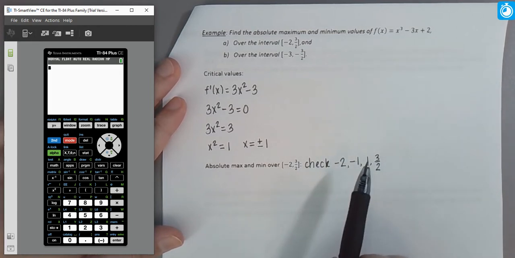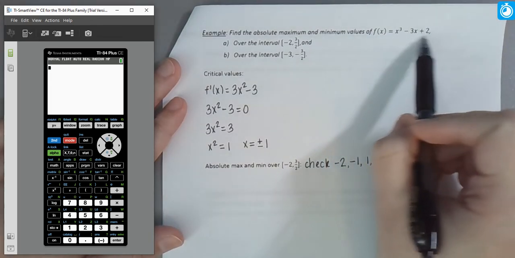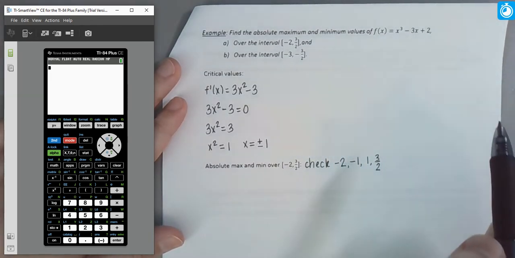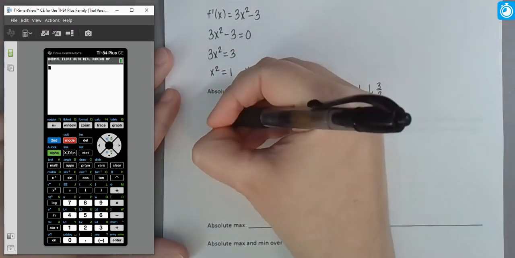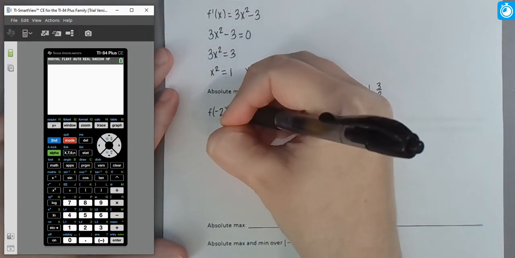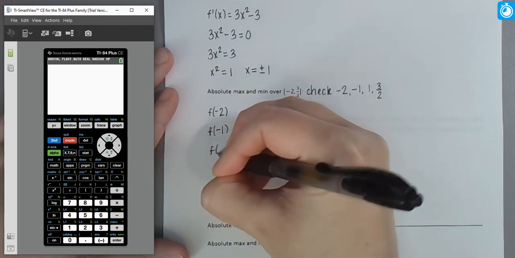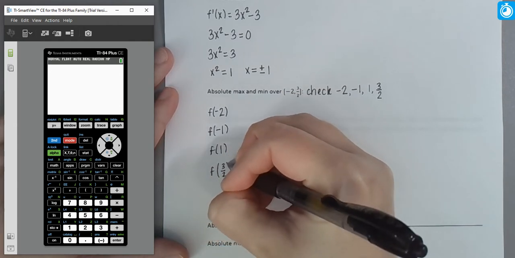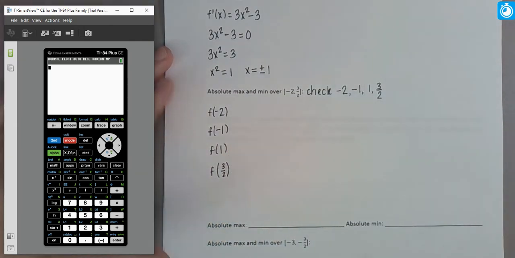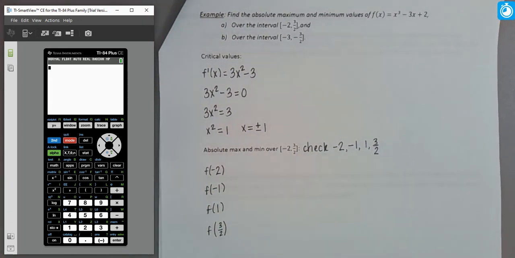So we're going to take each of these 4 possible locations for our max and min, sub them into our function, and then find the lowest and find the highest values. So we want f of -2, f of -1, f of +1, and f of 3/2. Okay, so let me bring that function back up. And again, let's use the graphing calculator to save ourselves a little bit of time.